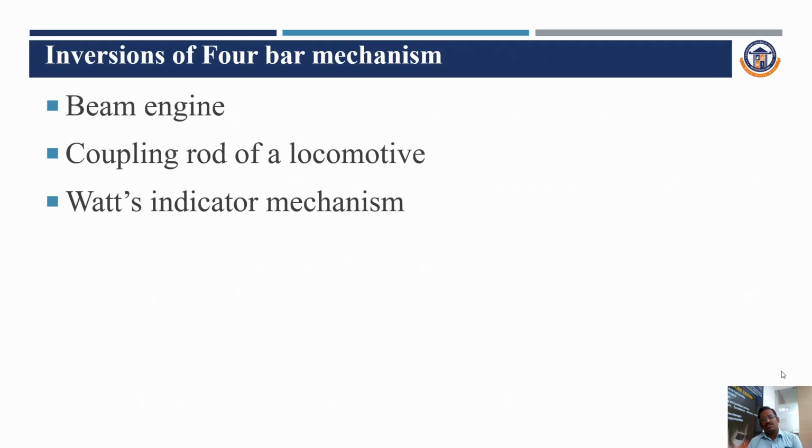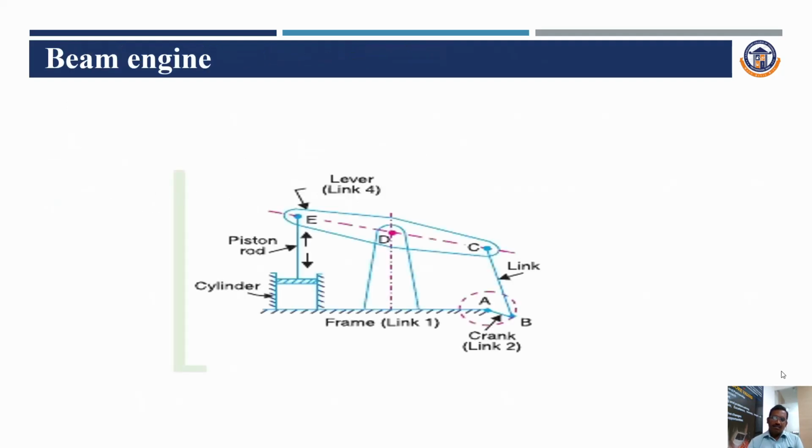If you want to satisfy Kirchhoff's law, you need to know what it means. Only if the 4-bar mechanism satisfies Kirchhoff's law will the output, that means the inversion, work. Inversions of a 4-bar mechanism are the beam engine, the coupling rod of a locomotive, and the Watt indicator mechanism.